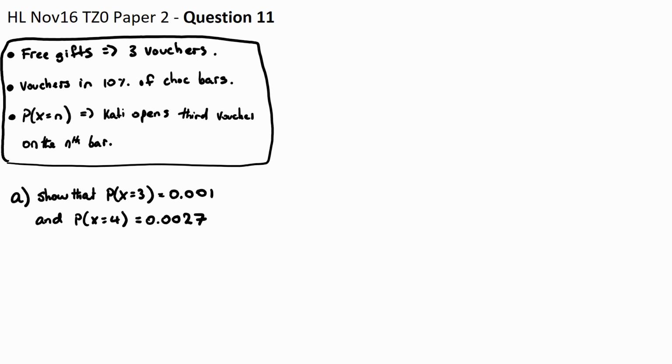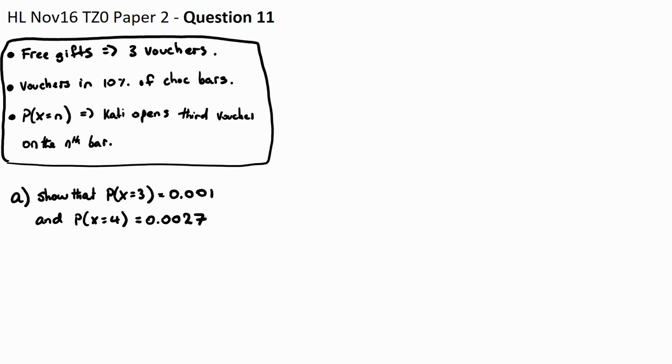Question 11. We have a chocolate shop. Now hopefully you have the question in front of you here and you can read all of the instructions, but the key takeaways here are that you get a free gift if you collect 3 vouchers. There's a voucher in 10% of all the chocolate bars, and this stays consistent. And we're letting the probability that X equals n be that Catty opens the 3rd voucher on the nth bar.